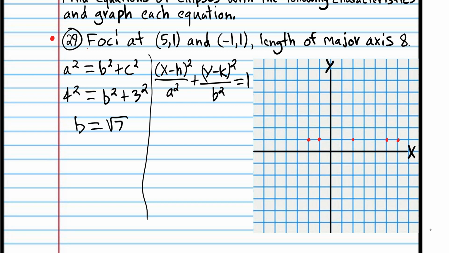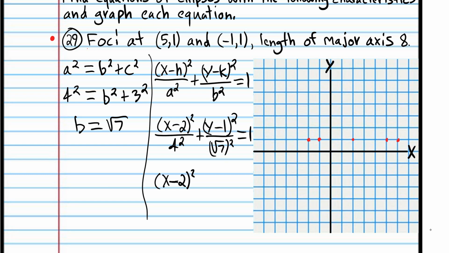So we know the x value of the center is 2. We know a is 4. We know the y value of the center is 1. And b we know is root 7. So we have everything that we need to write the final form of the equation of the ellipse. And there you go.